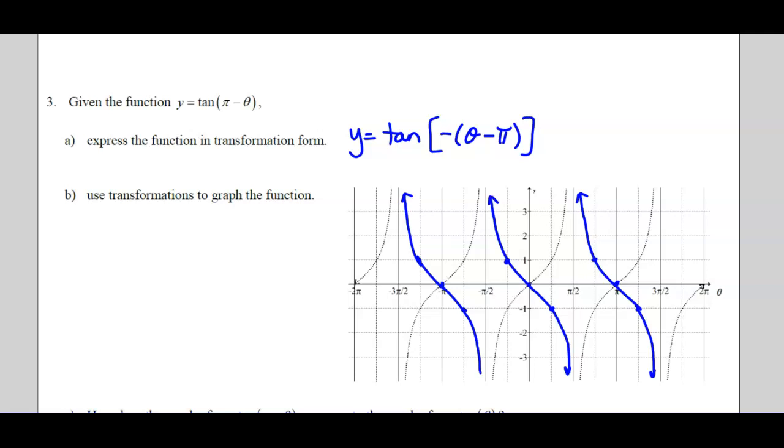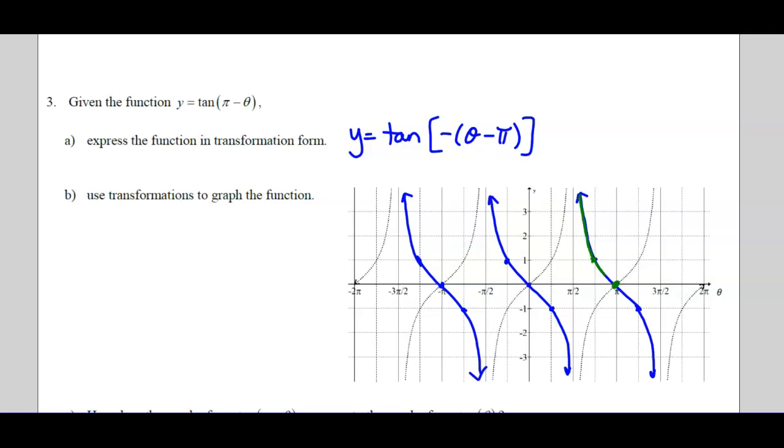Okay. So you might think, oh yeah, that's what cotan looks like. No, cotan is in a different location, right? So, okay, that's a reflection, and now we need to go to the right pi units. So here to the right pi, here to the right pi.